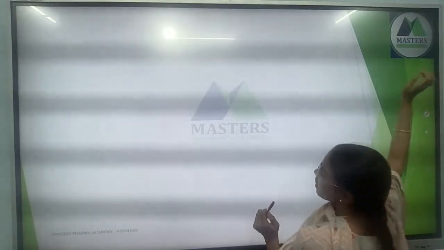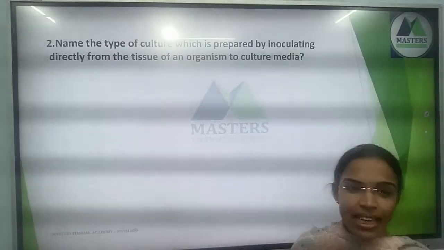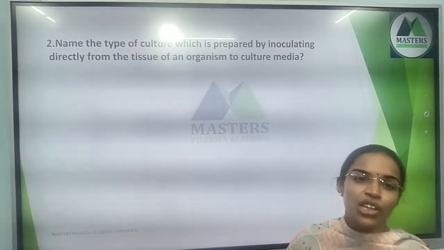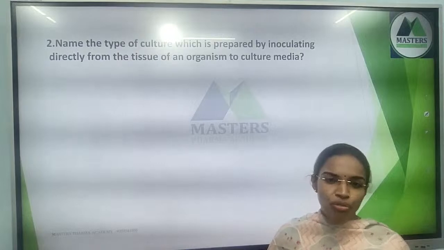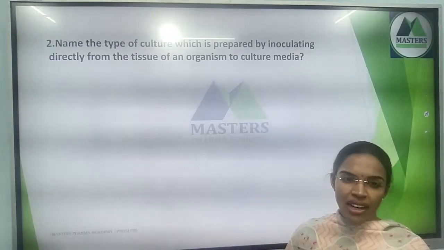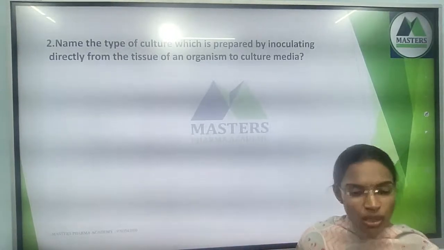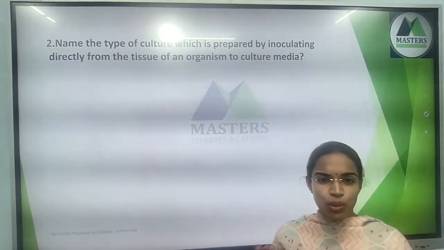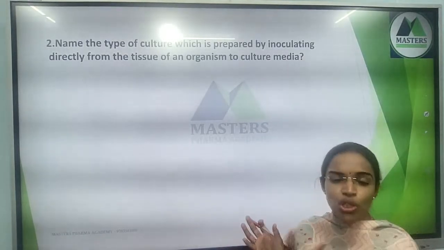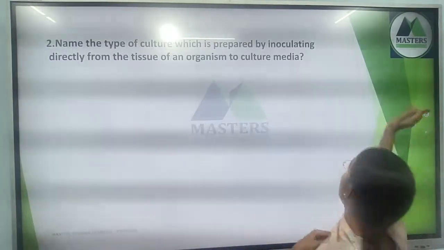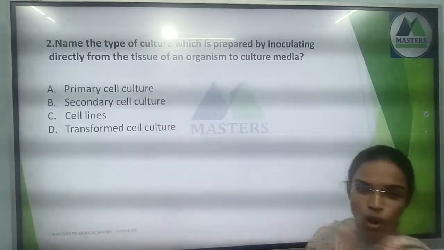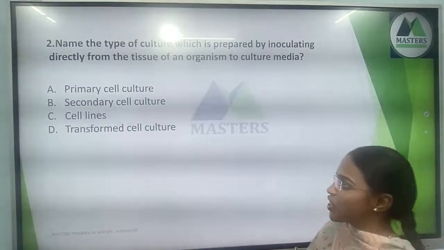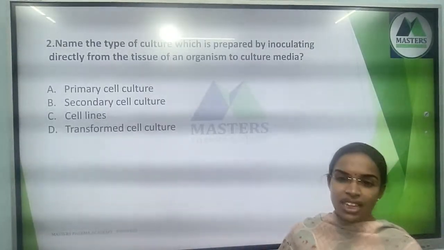Moving to the next question. The second question is, name the type of culture which is prepared by inoculating directly from the tissue of an organism to the culture media. When we prepare various microbial cultures, name the type of culture prepared by inoculating directly from the tissue of an organism to the culture media. The options are primary cell culture, secondary cell culture, cell lines, and transformed cell culture.